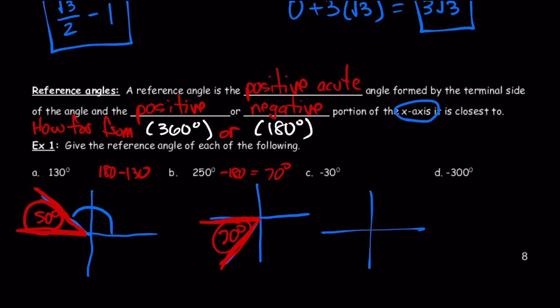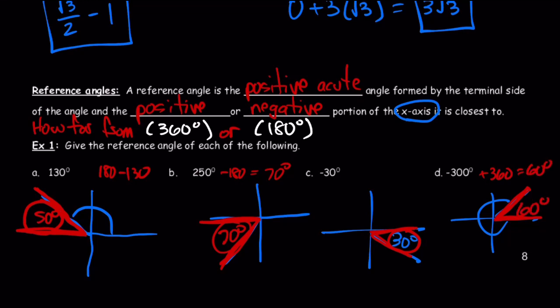Negative 30 is going this direction, 30. Well, that's already the reference angle. You just make it positive, because remember, it has to be a positive acute angle. So that reference angle is just 30. Negative 300, so you go around this direction 300 degrees. The reference angle would be to the positive x-axis. So in this case, I would basically add 360 degrees, and my reference angle is 60. So the reference angle is how far you are from either 180 degrees or 360 degrees.